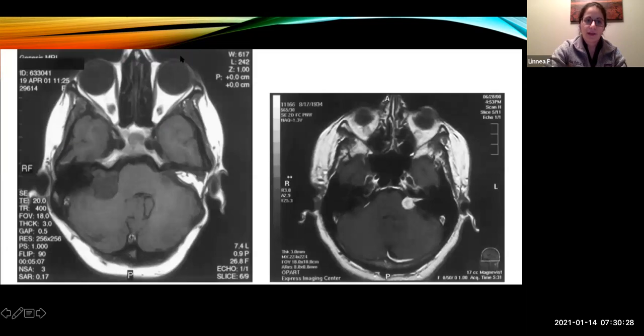To get a look at some of the imaging, I showed one of these earlier. It's a T1, which you can tell because the CSF is not lighting up. The globes are also dark. And you can see this is a right-sided lesion. It's isointense to brain. This is a T1 with contrast. Again, the globes are dark and the CSF is dark, but then the contrast shows us this nicely enhancing lesion.